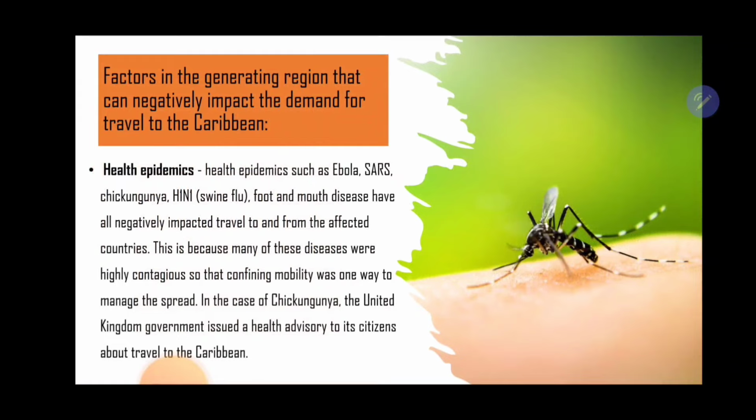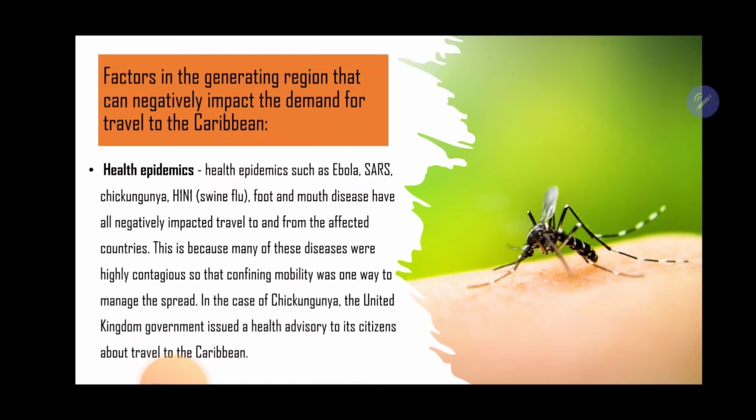And our final factor that we're looking at is health epidemics. Now, health epidemics such as Ebola, SARS, chikungunya, H1N1, which is the swine flu, foot and mouth disease, or even COVID-19 have all negatively impacted travel to and from the affected countries. This is because many of these diseases were highly contagious, so that confining mobility was one way to manage the spread.